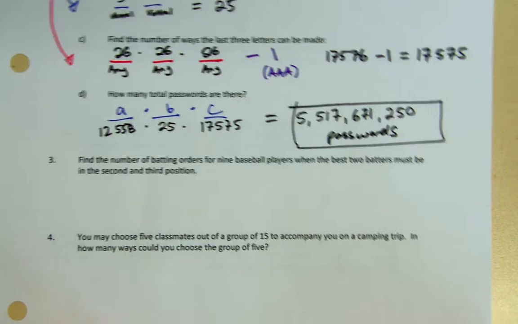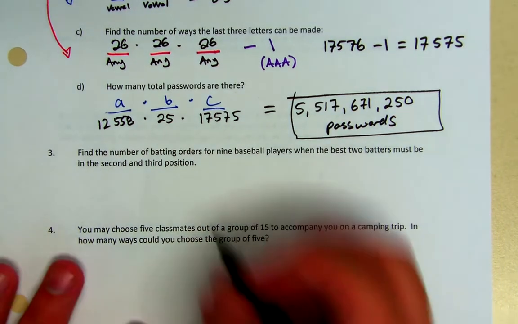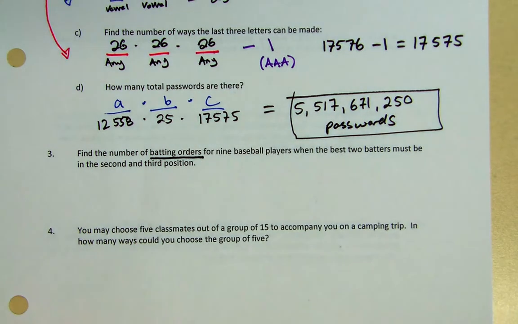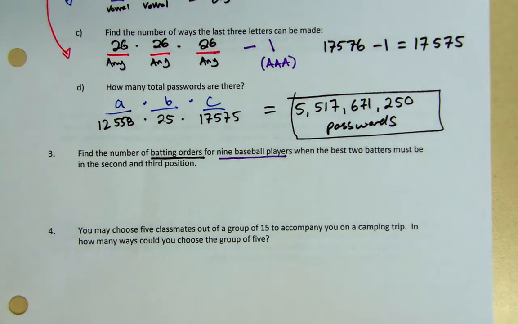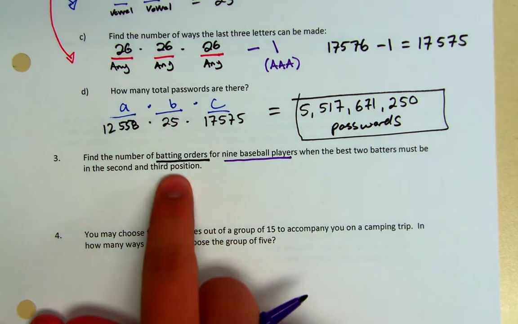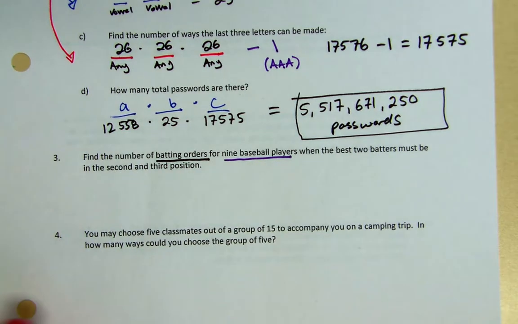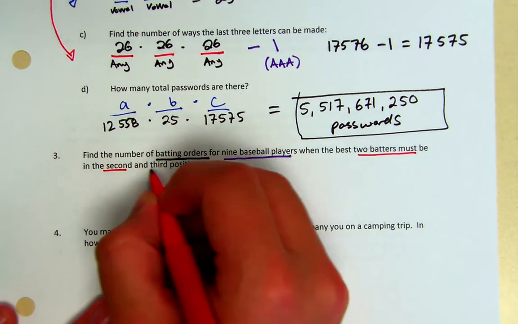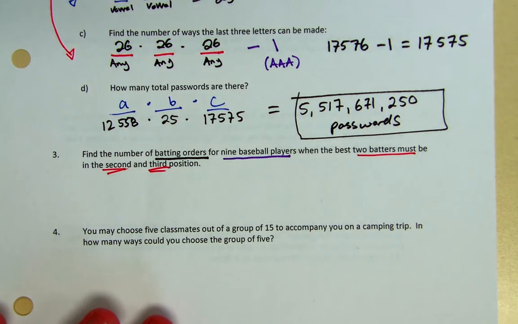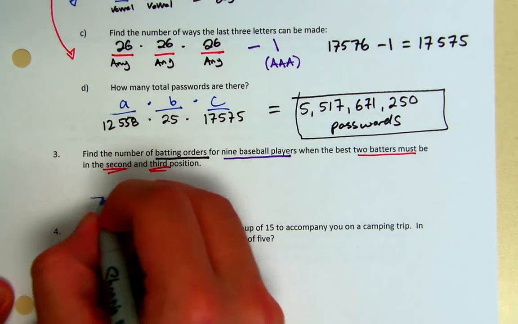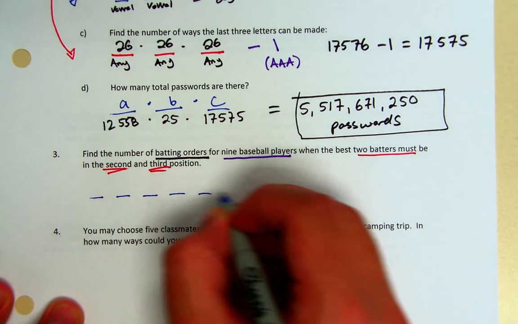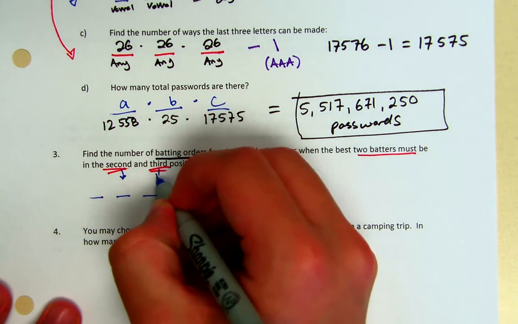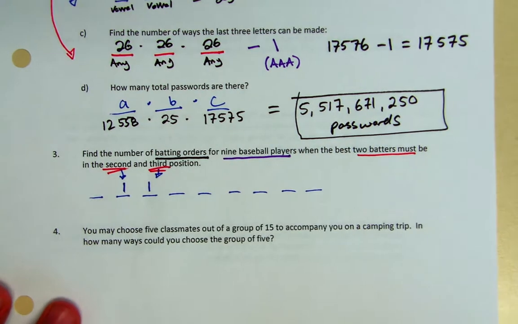Alright, moving on. Next one. Find the number of batting orders. Order, again, is the keyword here, for 9 players, with the best 2 batters having to be second and third. Since they gave us positions, let's slot this out. We've got 9 positions, 1, 2, 3, 4, 5, 6, 7, 8, 9. The second and third positions are already chosen for you. There's only one way to do that.